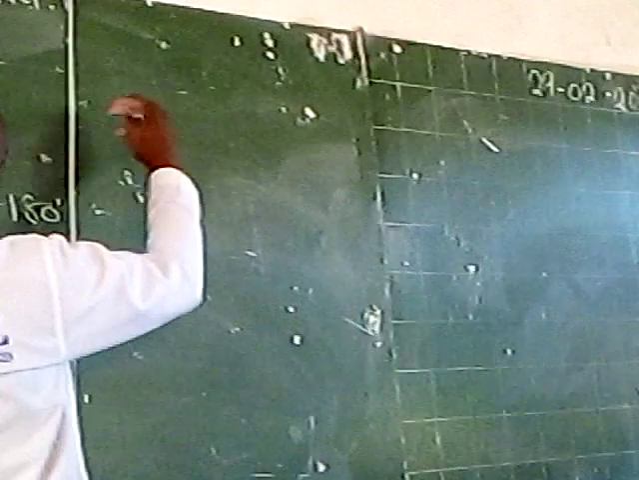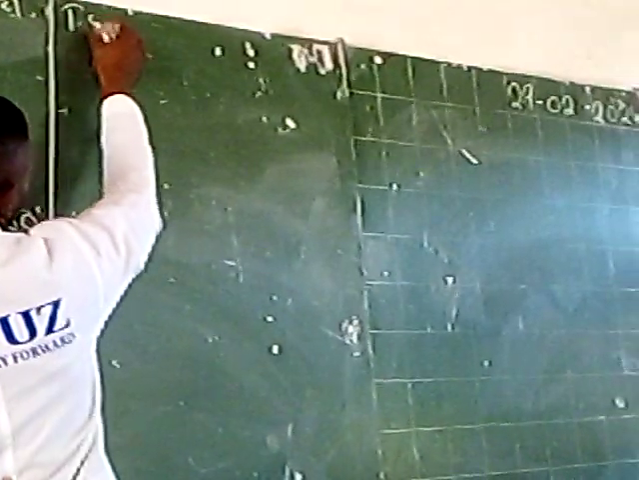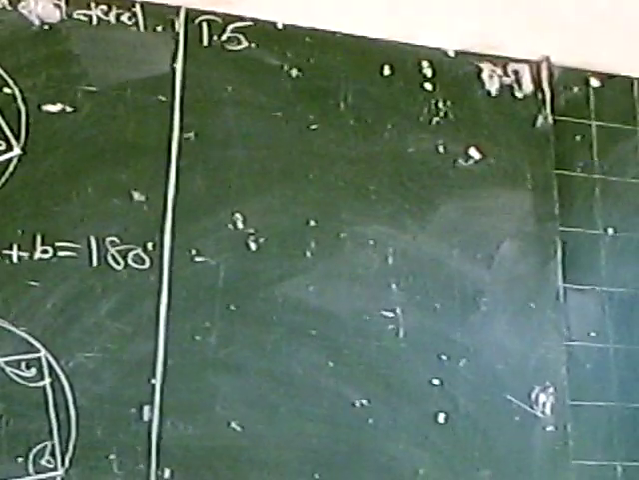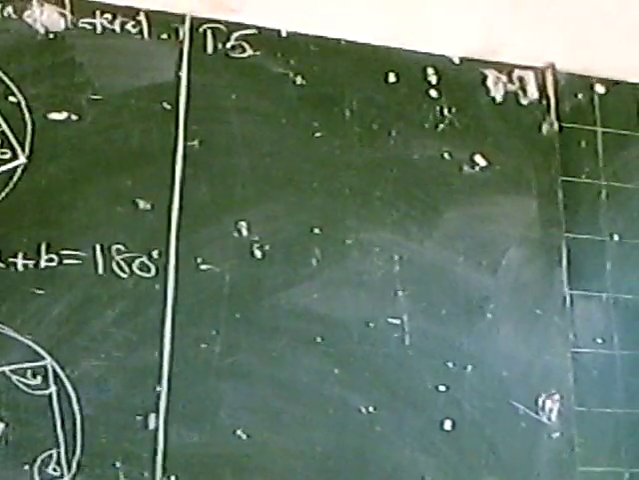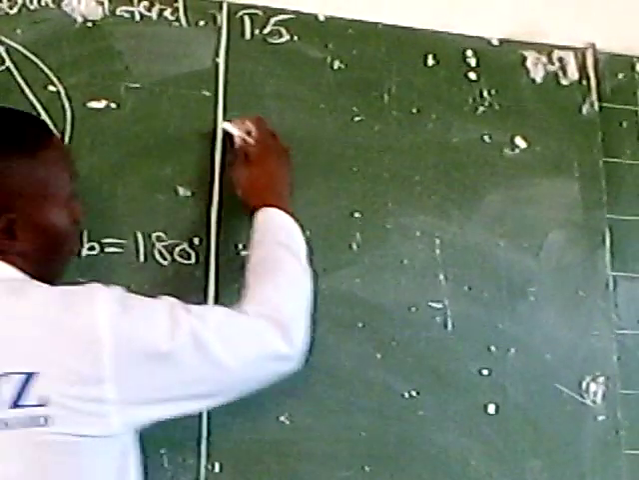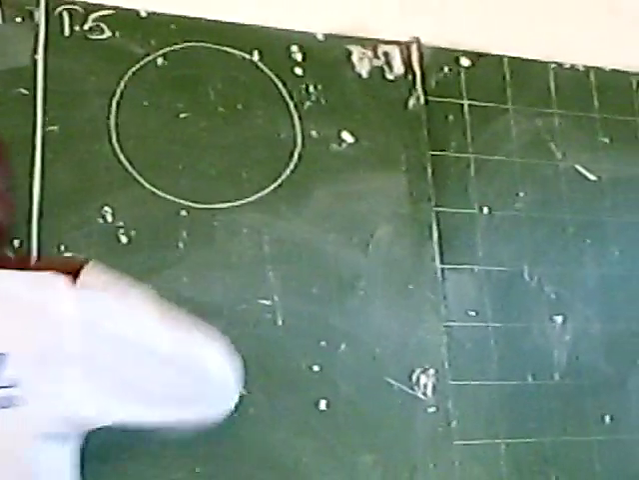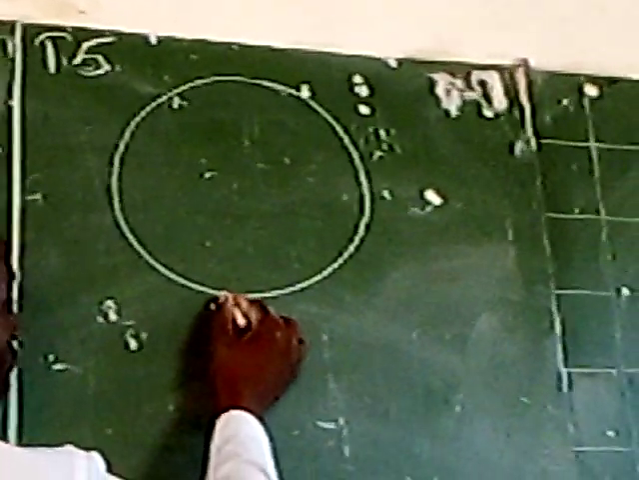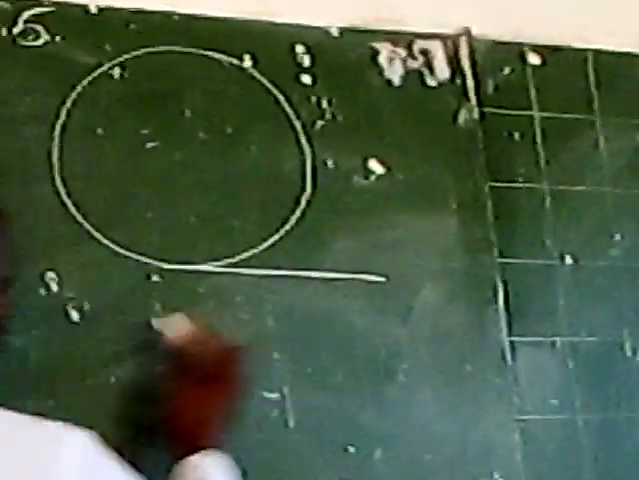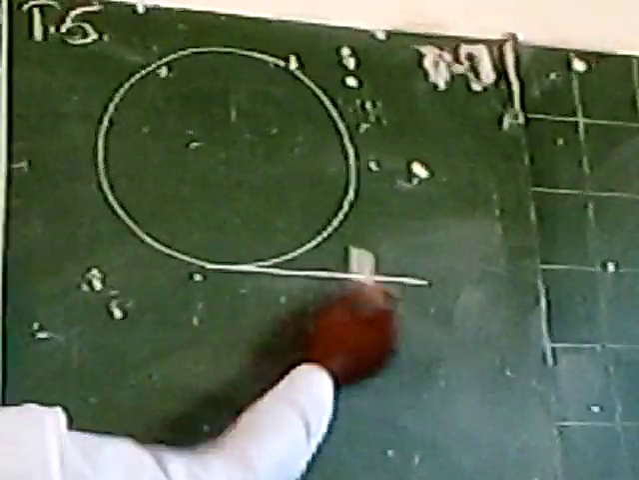Okay. We did also mention the tangent. Remember, we did talk about another theorem, theorem number 5. Remember that this theorem is talking about the tangent to a circle. The tangent to a circle, we know, is any line that touches a circle at one point. So this is what we call a tangent.